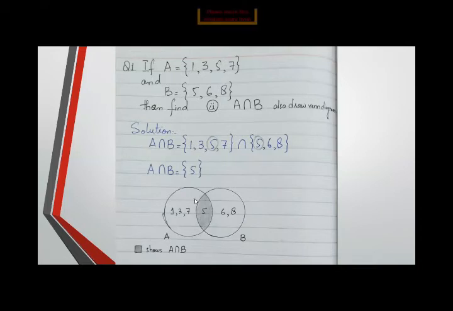Okay, how do we draw the Venn diagram? We draw the Venn diagram in a similar way. We draw a circle for set A and another circle for set B. Firstly, we write the central element, the overlapping element, the same common element in both sets, which is 5. Now students, in the first part of set A, we write the remaining elements of set A, which are 1, 3, 7.